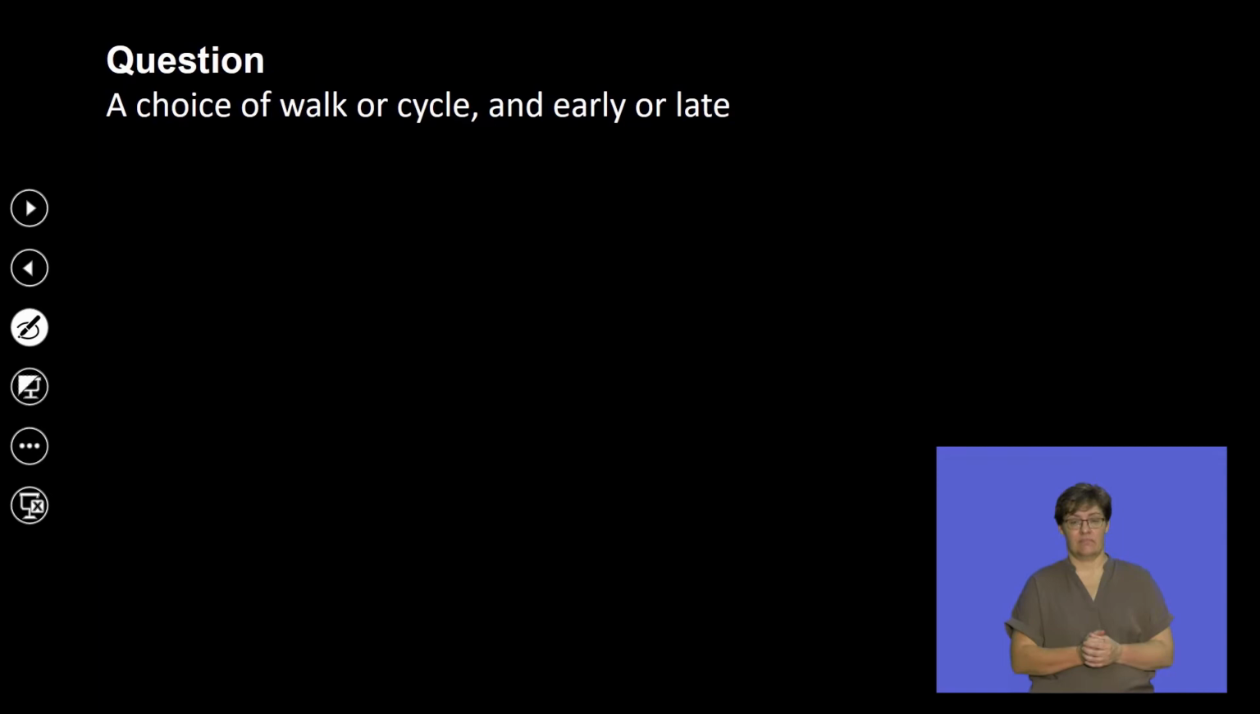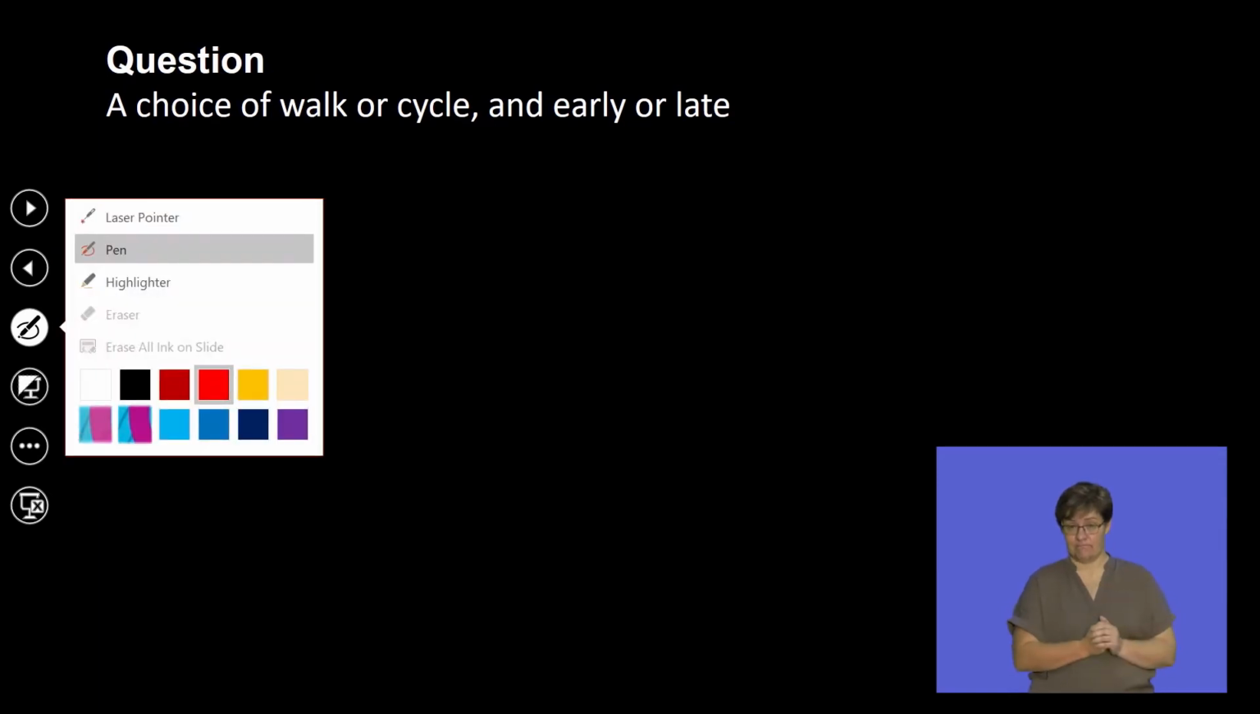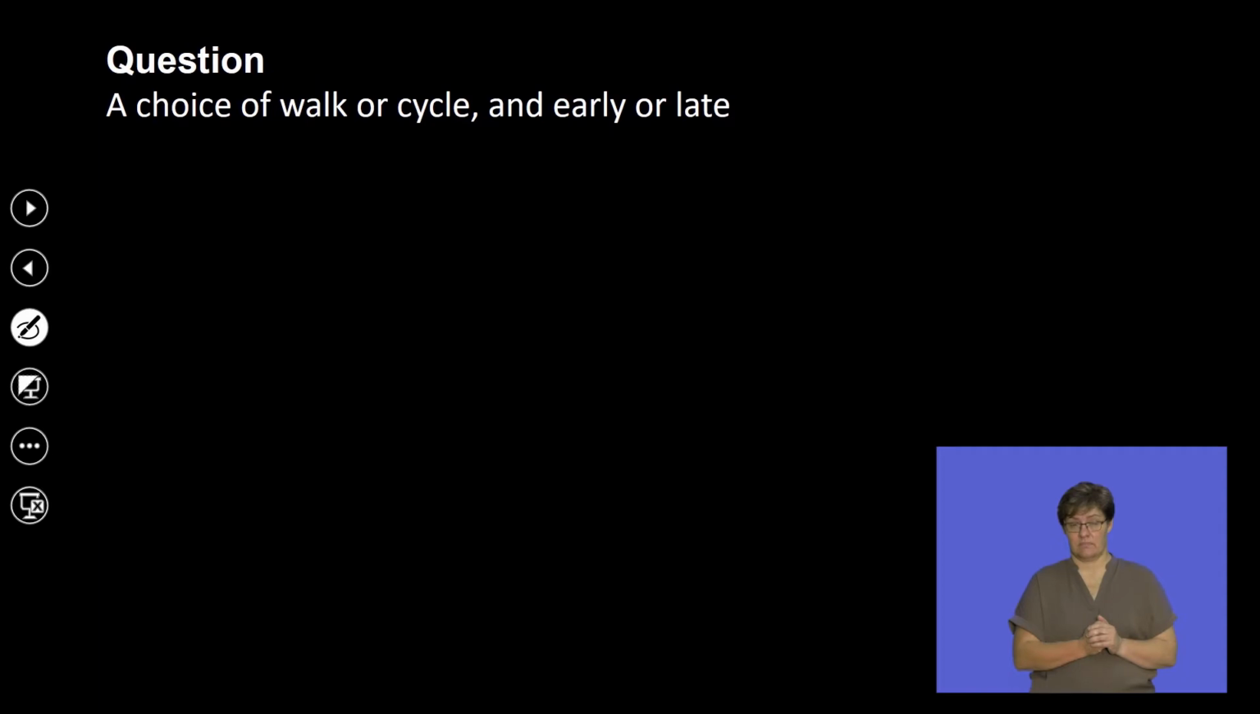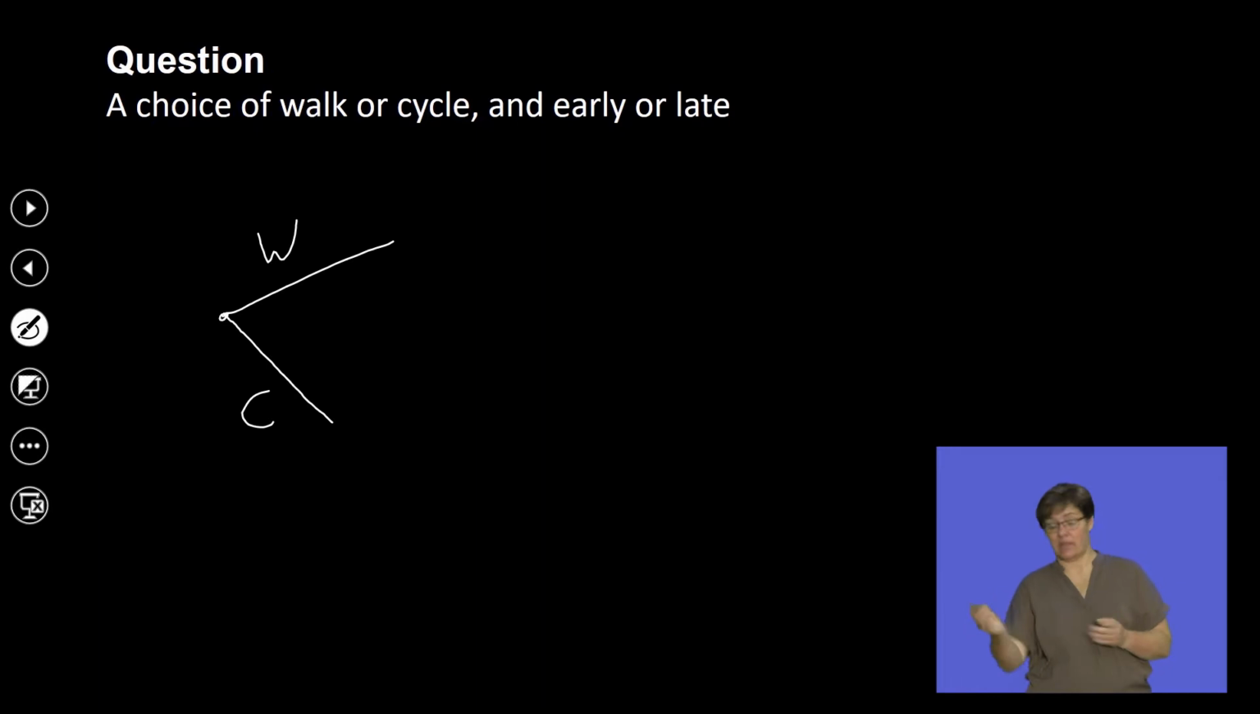And in terms of this, I'm going to use the dot to start with, and I'm going to draw 1 line up there, and I'm going to say, let that be the walk line, and then let this be the cycle line. There's a choice. He can either walk or cycle. There's no other choice. These two form the sample set of the modes of transport that he has. Then the choice over here is that he can either be early or he can be late. So we're going to say early and late.